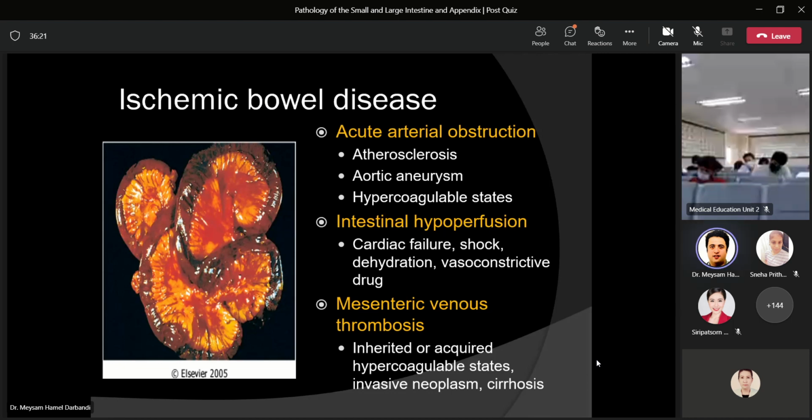Vasoconstrictive drugs, such as, can you give us one vasoconstrictive drug? Angiotensin. Angiotensin converting enzyme, what? You have drugs like ARBs and ACE inhibitors. Okay. Mesenteric venous thrombosis.